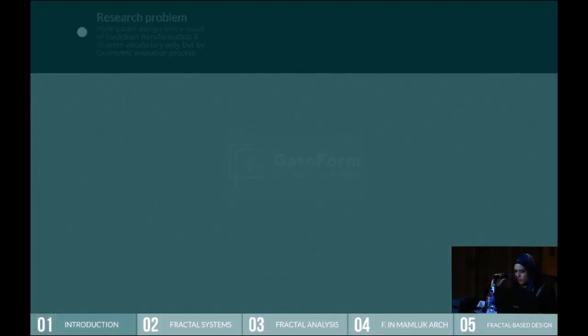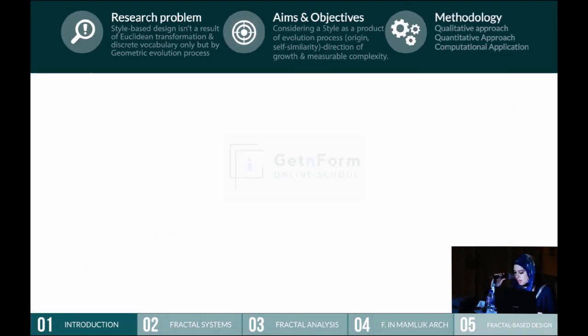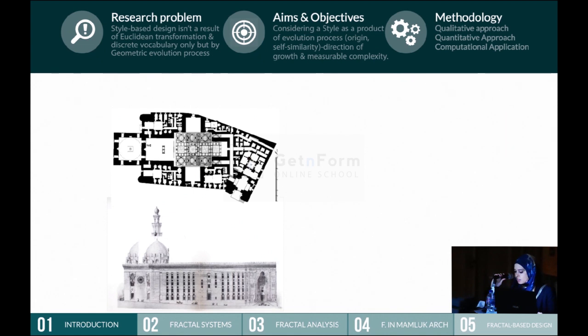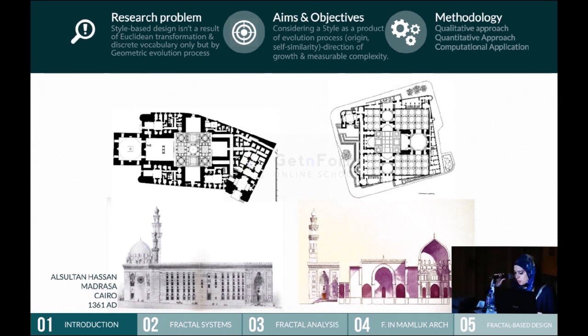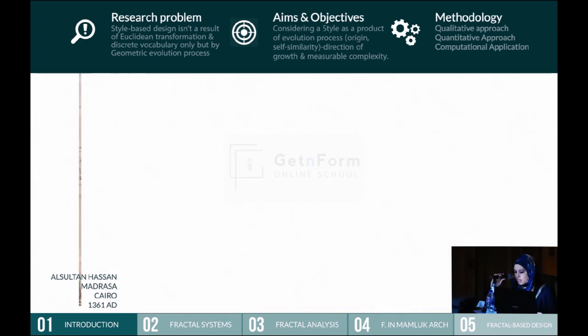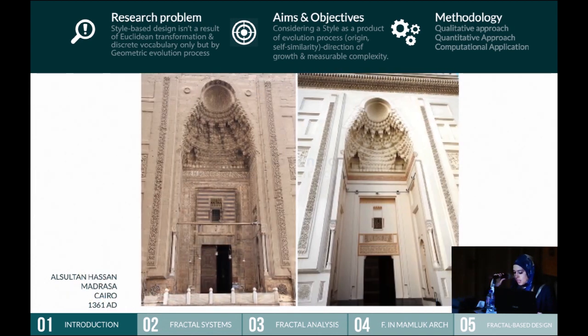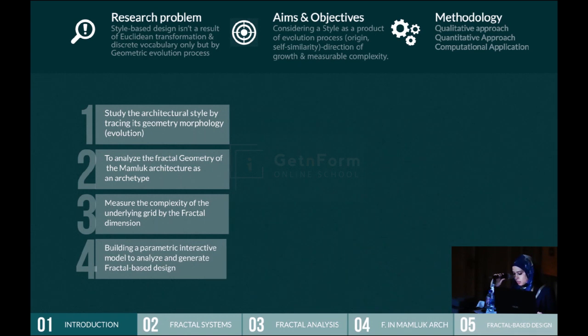Chapter 1, the introduction. The research problem: style-based design isn't a result of Euclidean transformation and discrete vocabulary only, but of form and geometric evolution process. A clear example of reusing the typical architecture vocabulary is in the Sultan Hassan Madrasa and the King Saud Mosque in Jeddah. It takes the same and exact vocabulary for the entrance of the Sultan Hassan Madrasa.